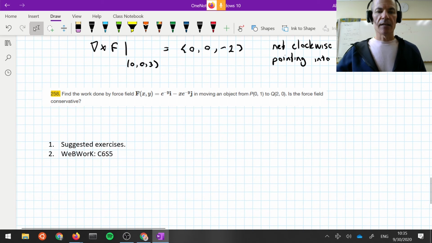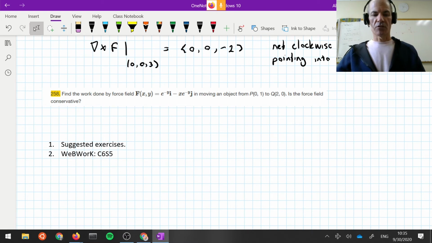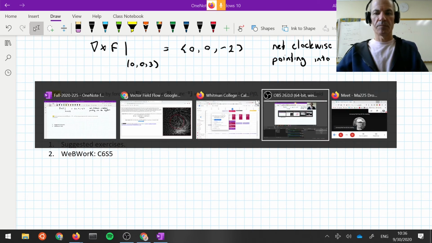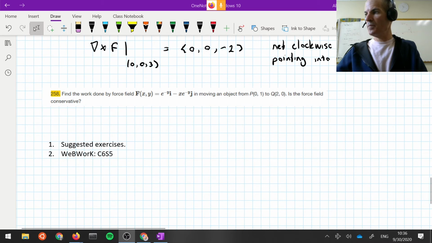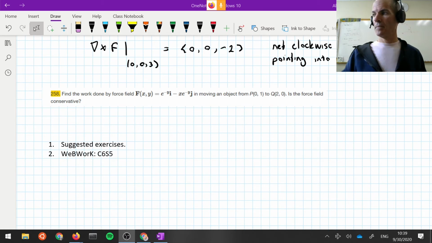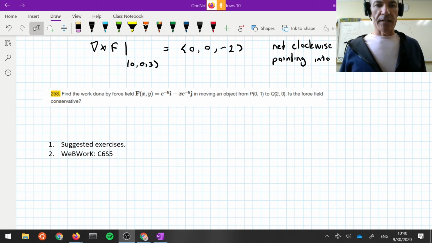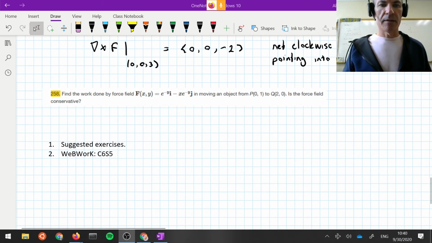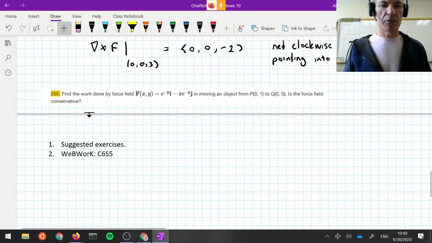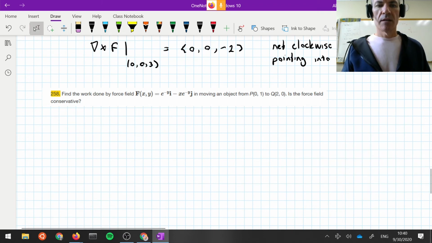Okay, finally, find the work done by the force field given by this expression in moving an object from 0, 1 to 2, 0. Is the force field conservative? Okay, had to adjust my notes there for a second. Let's wrap this up and finish this calculation.